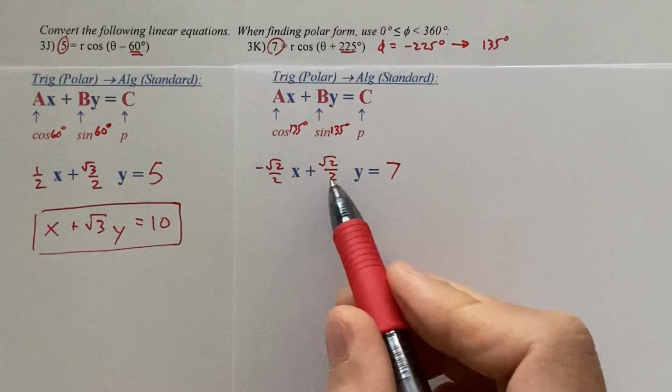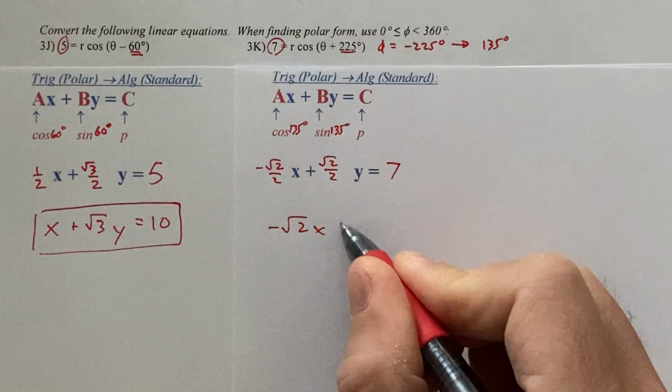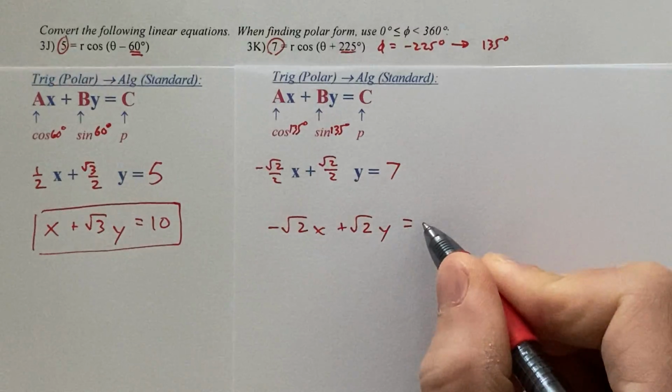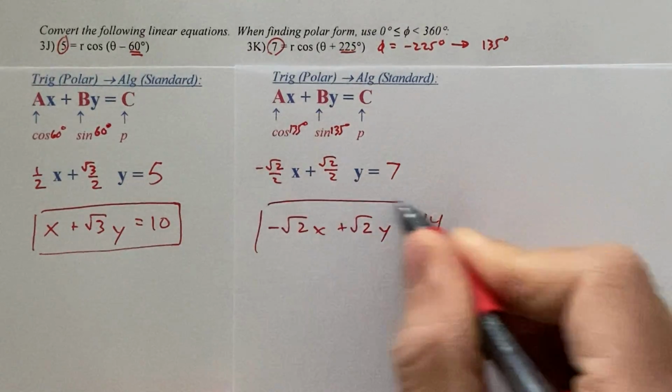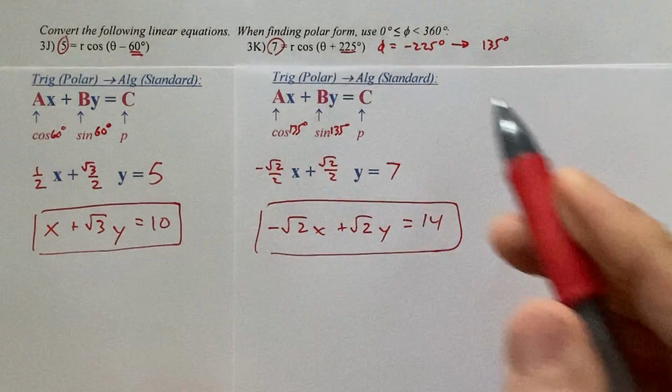And again, I don't like fractions, so I'm going to multiply everything by 2. So that's negative radical 2x plus radical 2y equals 14. So here is my straight line in algebra mode as opposed to trig mode.